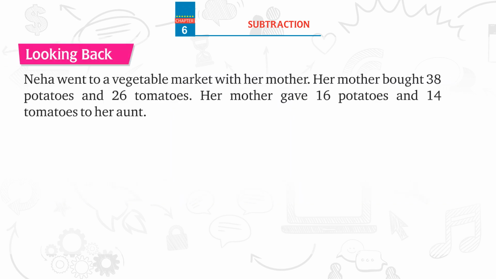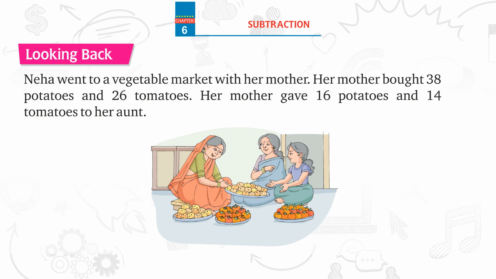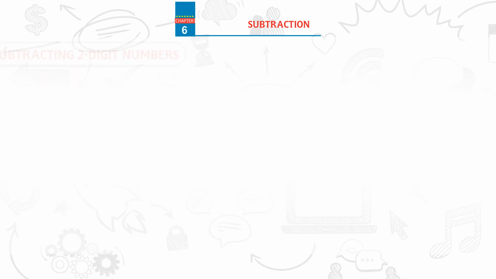Looking back, Neha went to a vegetable market with her mother. Her mother bought 38 potatoes and 26 tomatoes. Her mother gave 16 potatoes and 14 tomatoes to her aunt.